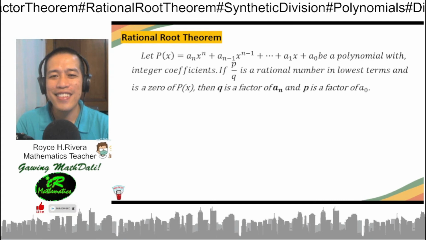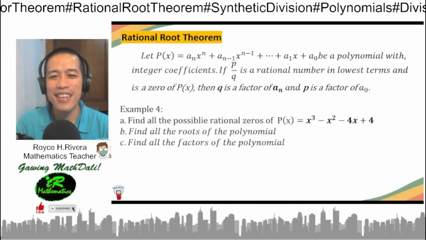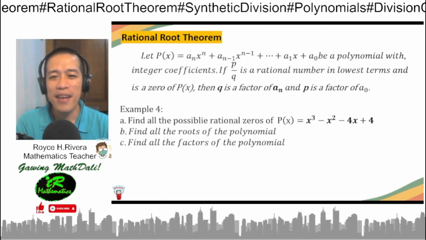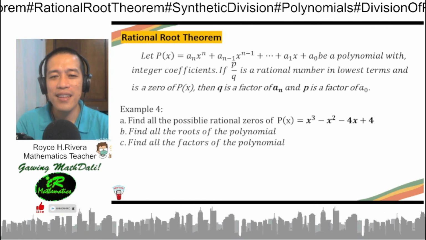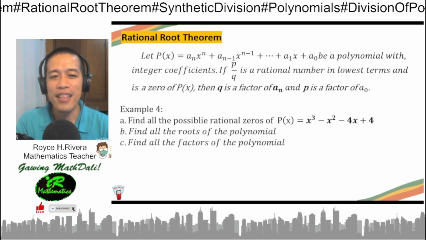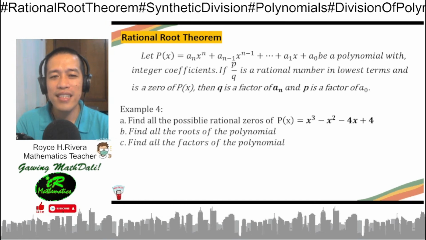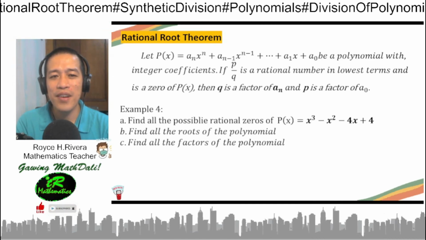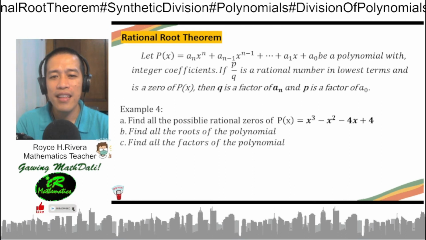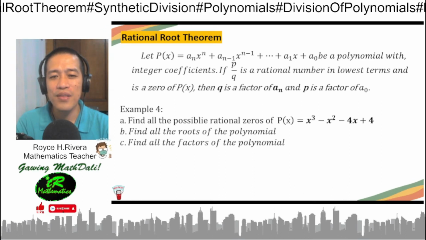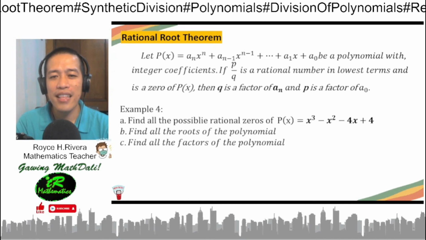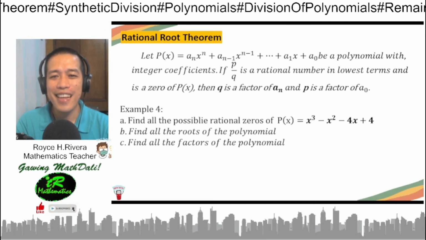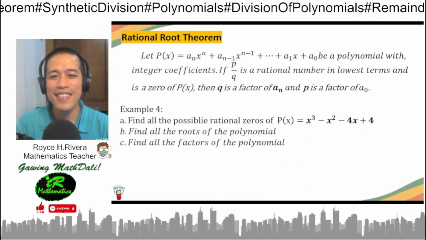Subukan natin ito with example number 4. Letter A, find all the possible rational zeros of the polynomial p of x equals x raised to 3 minus x squared minus 4x plus 4. Letter B, find all the roots of the polynomial. Letter C, find all the factors of the polynomial. Tara, gawin na natin.